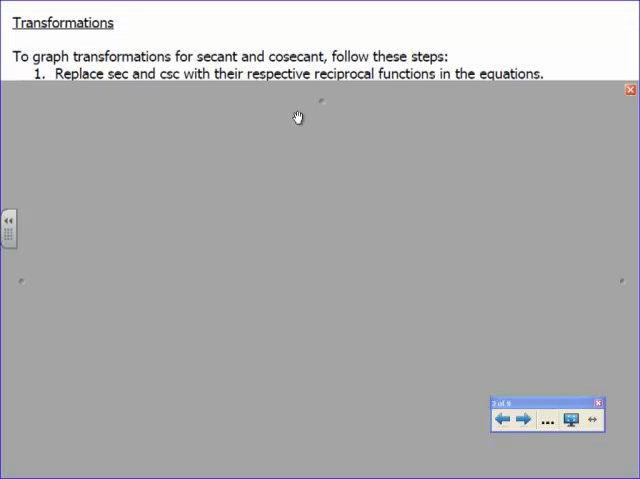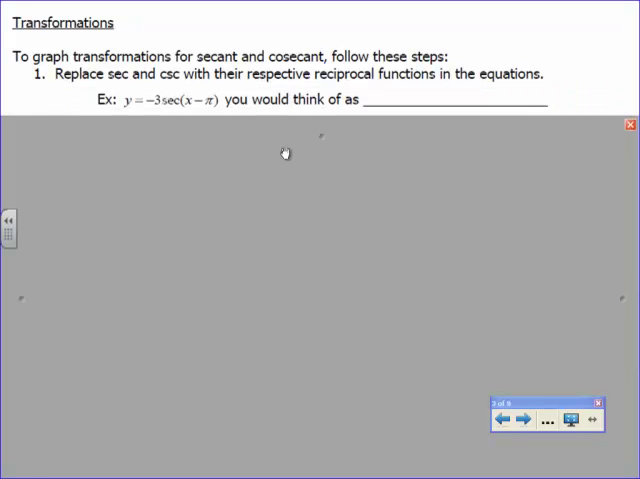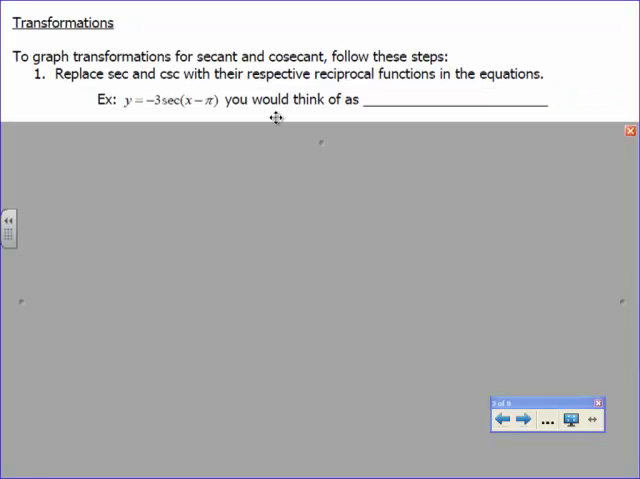We've got several steps that we're going to follow to actually perform these transformations on the graph. So start off with your secant and cosecant being replaced by their respective reciprocal functions. So if you're thinking about negative 3 secant of x minus pi, instead of thinking about it as secant, you're going to think about it as cosine. So you're going to think about negative 3 cosine of x minus pi instead.